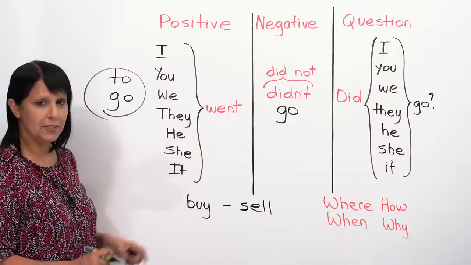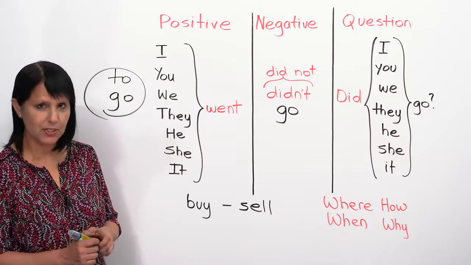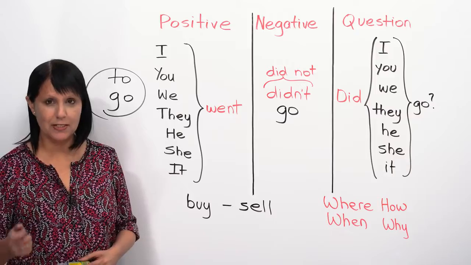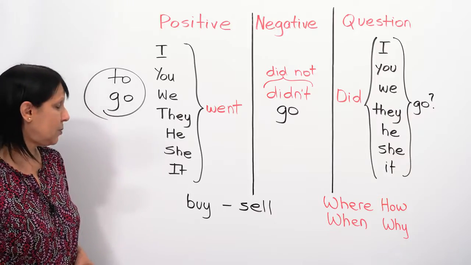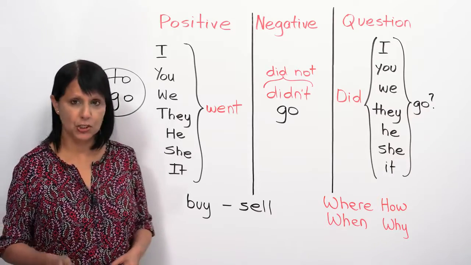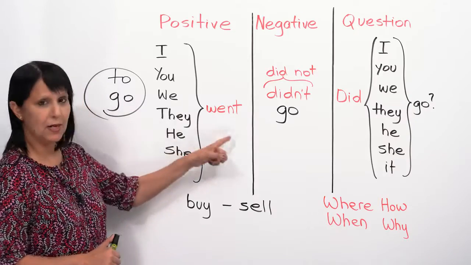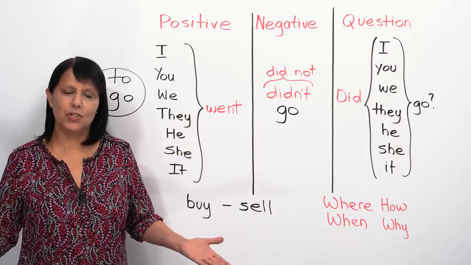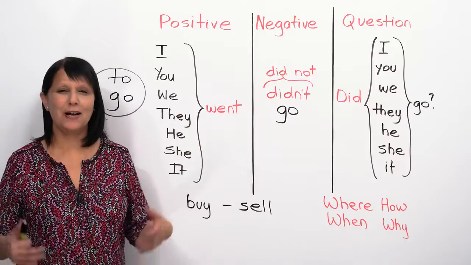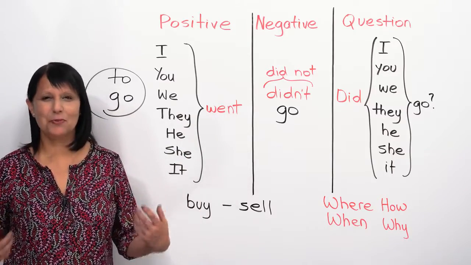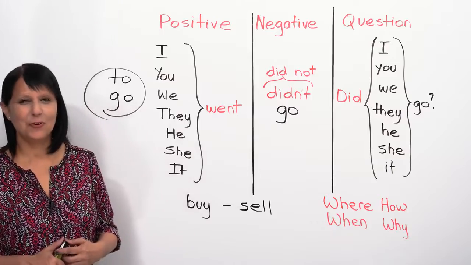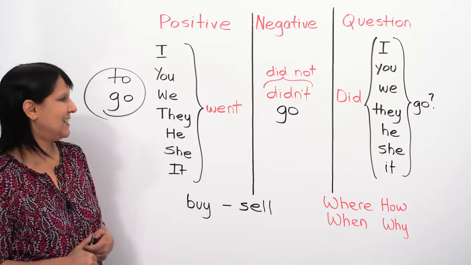And again, it will be the same for all of the subjects. I went, you went, we went, they went, he went, she went, it went, right? So go becomes went. How do you know that? You just have to learn it. You have to memorize it. You have to remember it, okay? There is no other way, really.